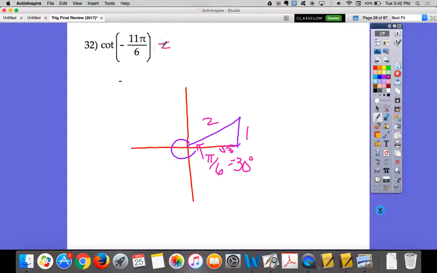You want cotangent. Cotangent is the reciprocal of tangent. Tangent is opposite over adjacent, so cotangent is going to be adjacent over opposite. So square root of 3 over 1, or just square root of 3.